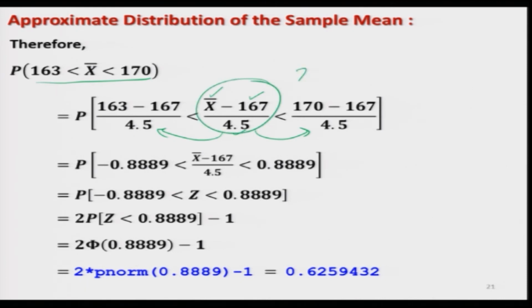After this it becomes a standard normal variate, and this probability is equivalent to finding the probability between minus 0.8889 and plus 0.8889. You have a result that the probability that z lies between minus a and plus a can be written as twice the probability that z is less than a, minus 1. So, I can use that result directly here and find the value of the CDF at this point from the R software, so that you know how to find the value of the CDF of the standard normal.